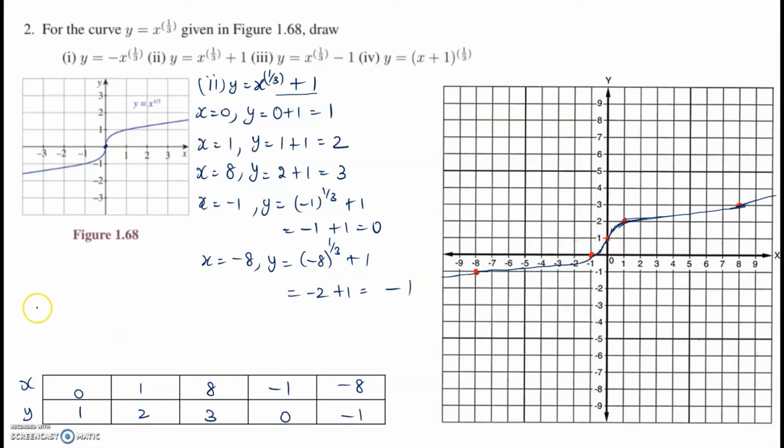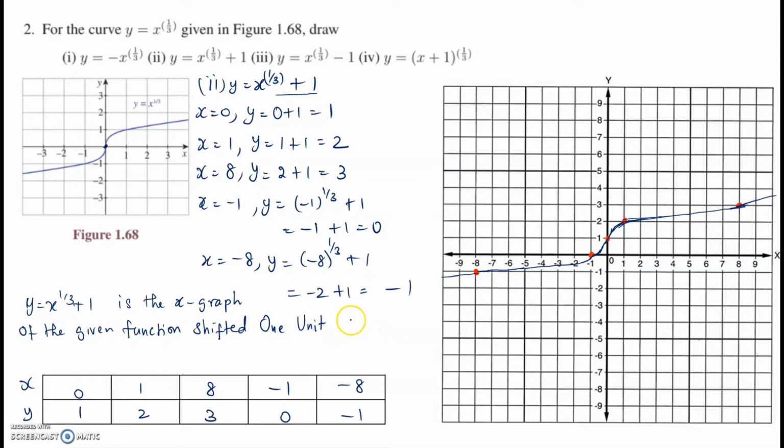So therefore, in conclusion, you can say y is equal to x to the power 1 by 3 plus 1 is the graph of the given function shifted 1 unit upward.